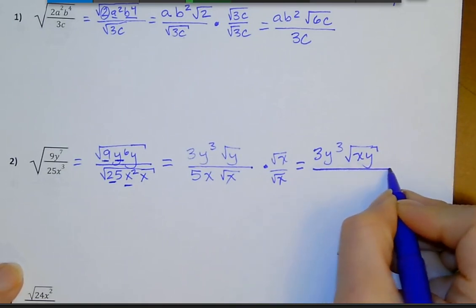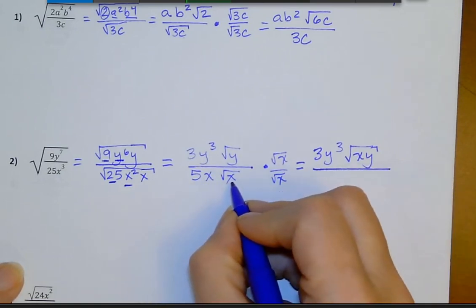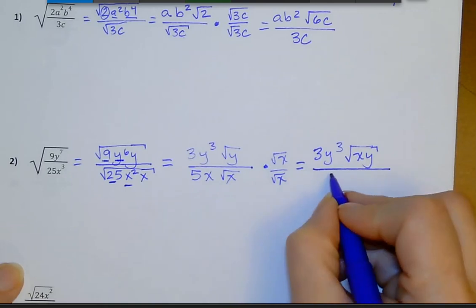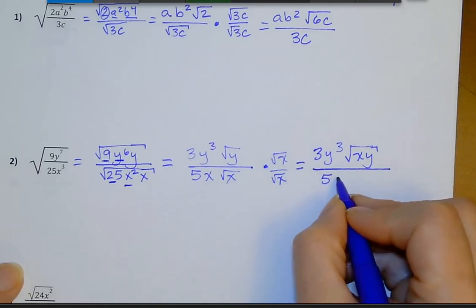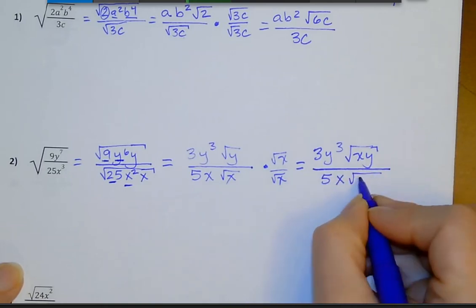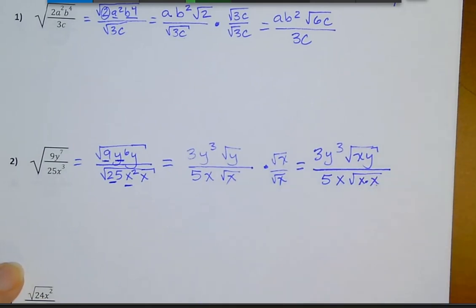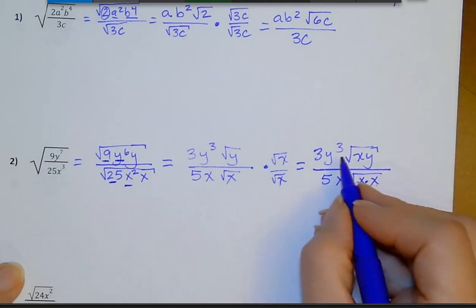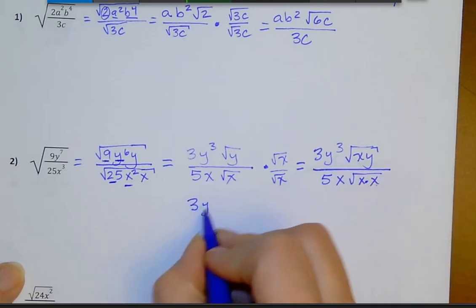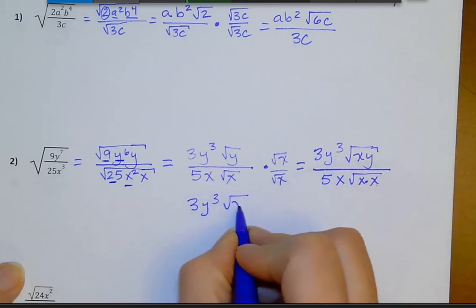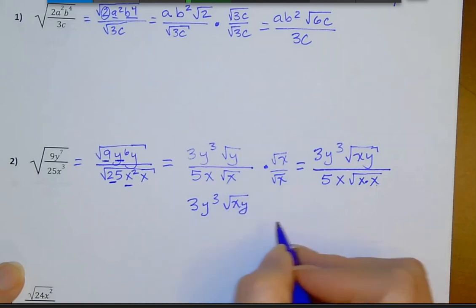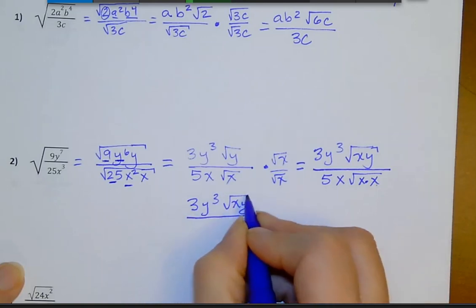Okay, this is all over 5x times the square root of x times the square root of x. You know that's 5x times the square root of x times x, right? Under the radical. I'm doing this one step by step just to make sure I don't lose you. I keep my numerator the same, 3y cubed times the square root of x over y, times the square root of x times y inside the same radical.